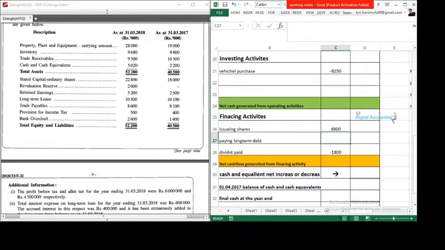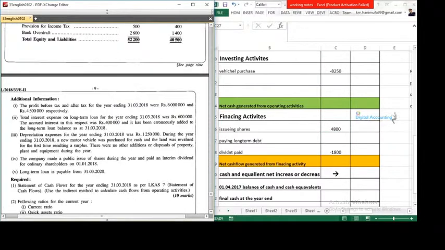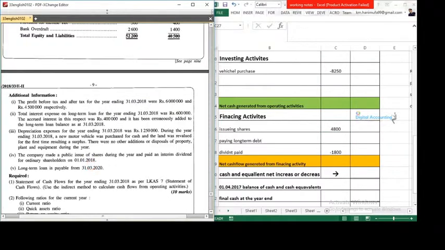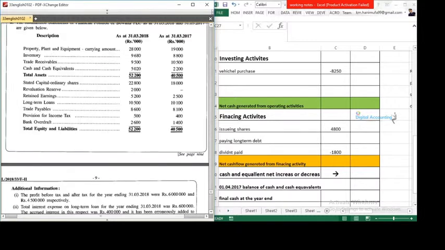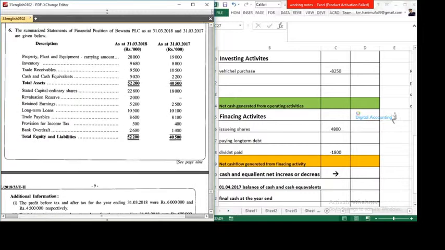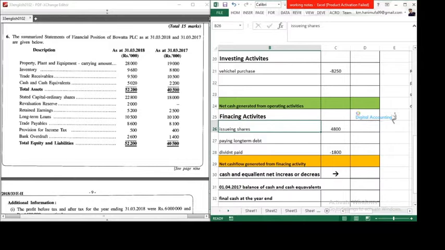Another question here, the final additional information, right? The company made the public issue, and that is done in adjustment 5. The long term loan is payable from 31st March 2020. The loan we have already seen is 1,100. There are no changes actually. So we now need to consider that, right? The remaining values we need to consider. We have done the adjustments.